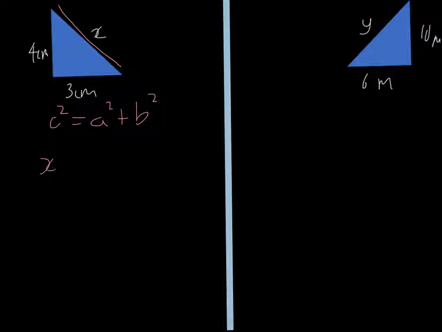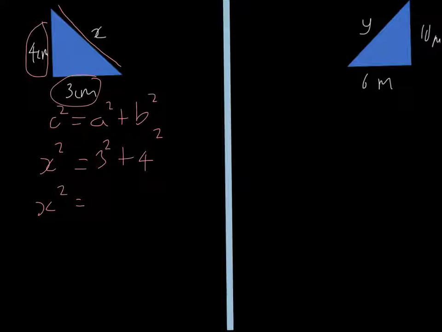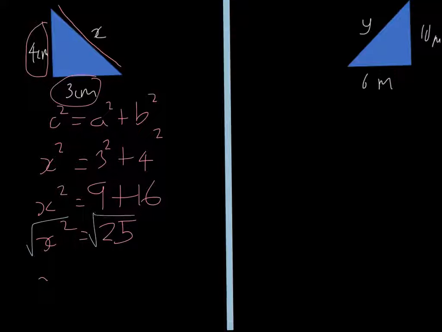So x squared is going to be equal to the A value, so we'll say A is 3 centimeters, and the B value is 4. So x squared is going to be equal to 3 squared is 9, 4 squared is 16. So x squared is going to be equal to 25. The opposite of squaring something to get x on its own is we need to take the square root of both of those to cancel out the square. So therefore x is going to be equal to the square root of 25, which is 5.